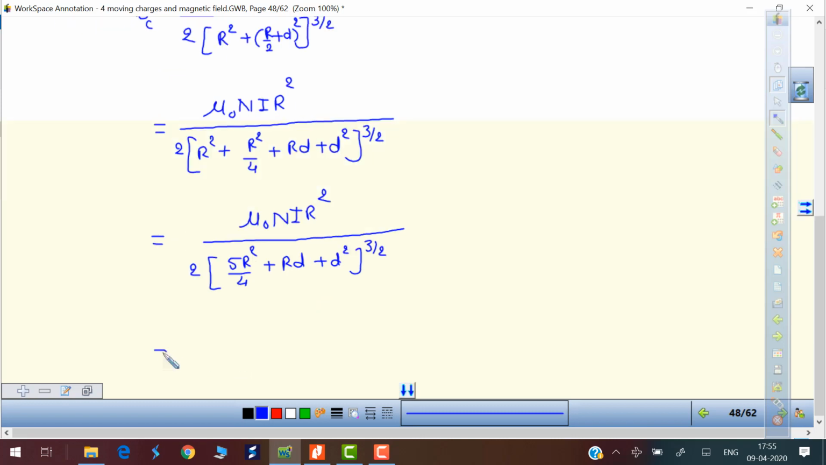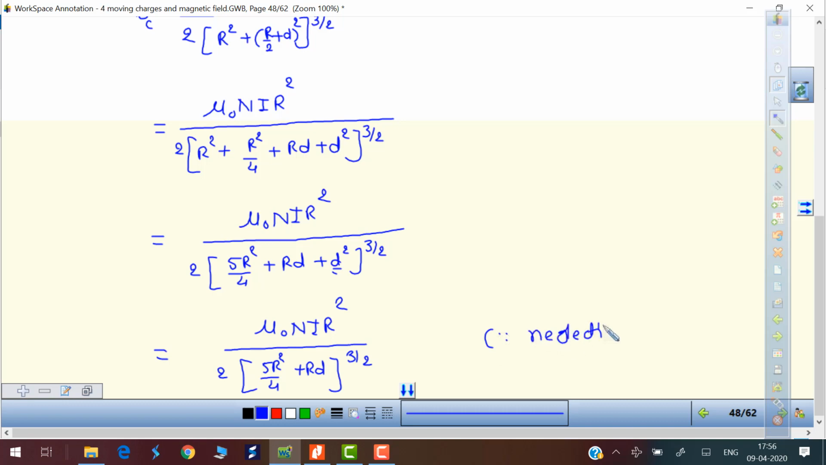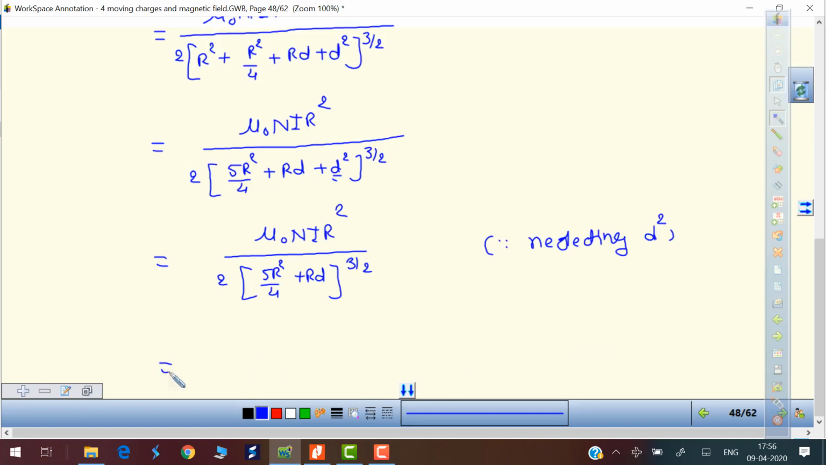So now it is only mathematics, simplification. Mu 0 n I r square upon 2. Now d is small, so we can neglect d square. So neglecting d square, I am writing 5 r square by 4 plus rd, raised to 3 by 2. So what we get is mu 0 n I r square divided by 2.